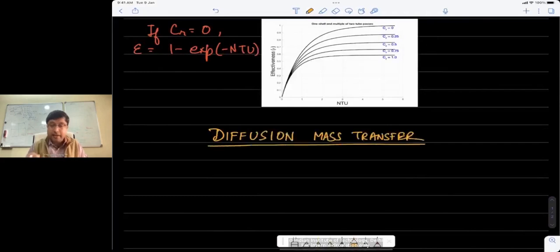Now, we did deal with mass transfer when you're looking at convection, right? So we derived some mass transfer correlations as well. What we were dealing with there was mass moving because of bulk motion. Here, what we are dealing with is diffusion type of mass transfer, which is mass transfer due to concentration gradient or concentration difference in a mixture.